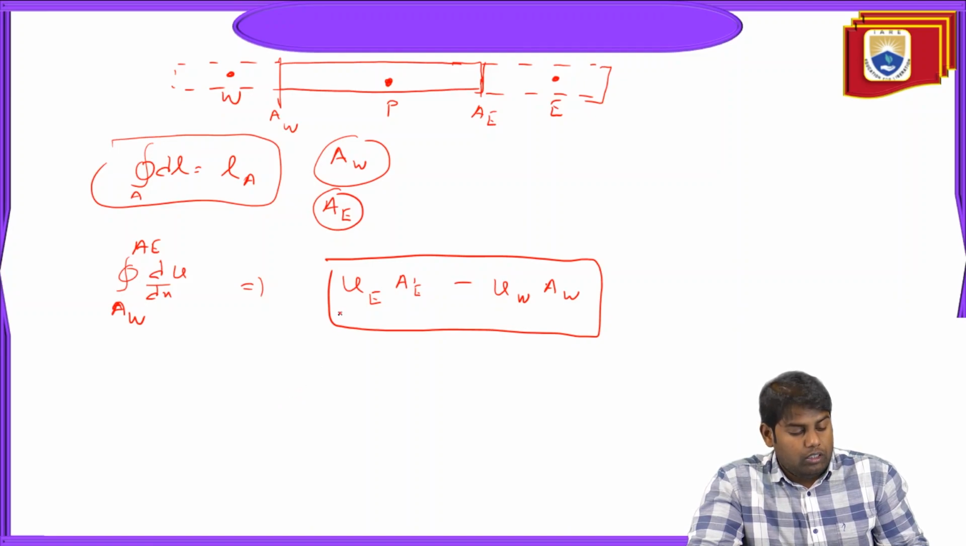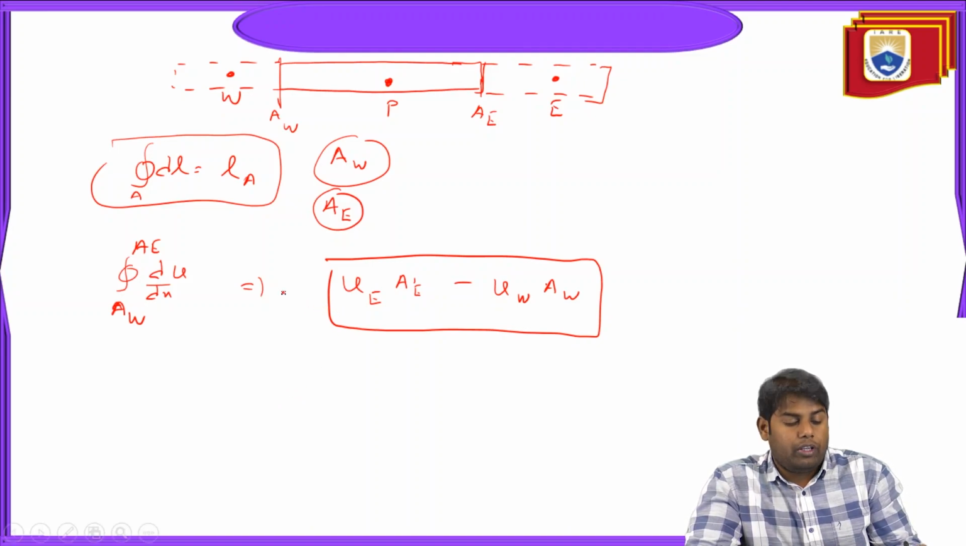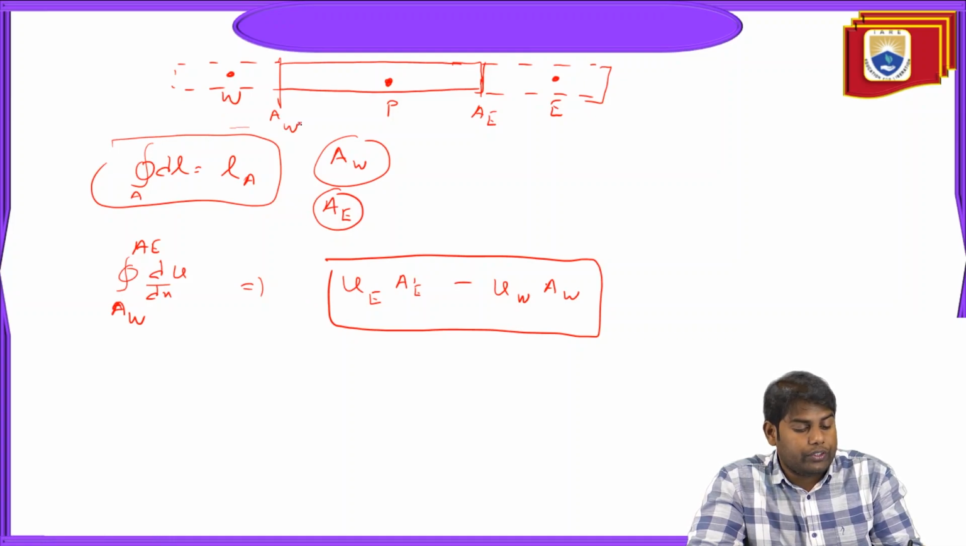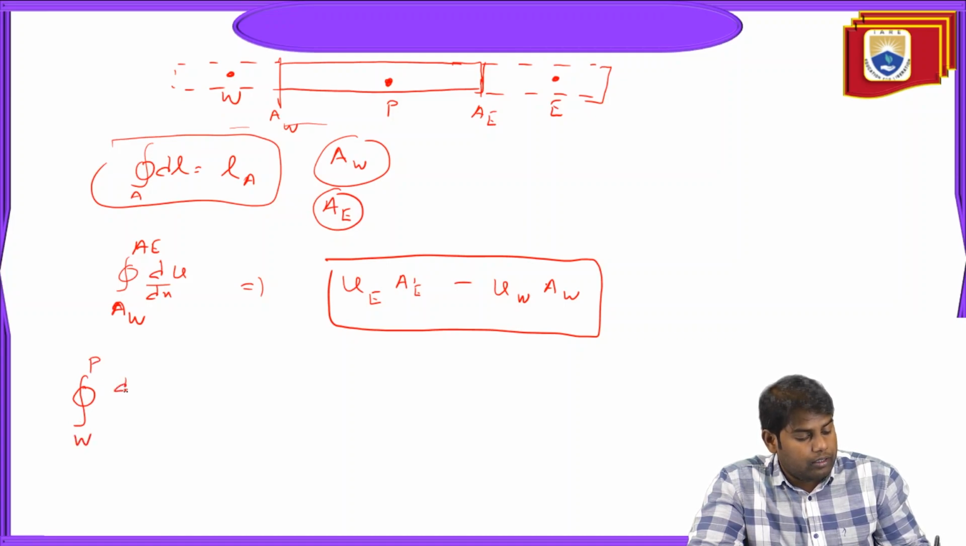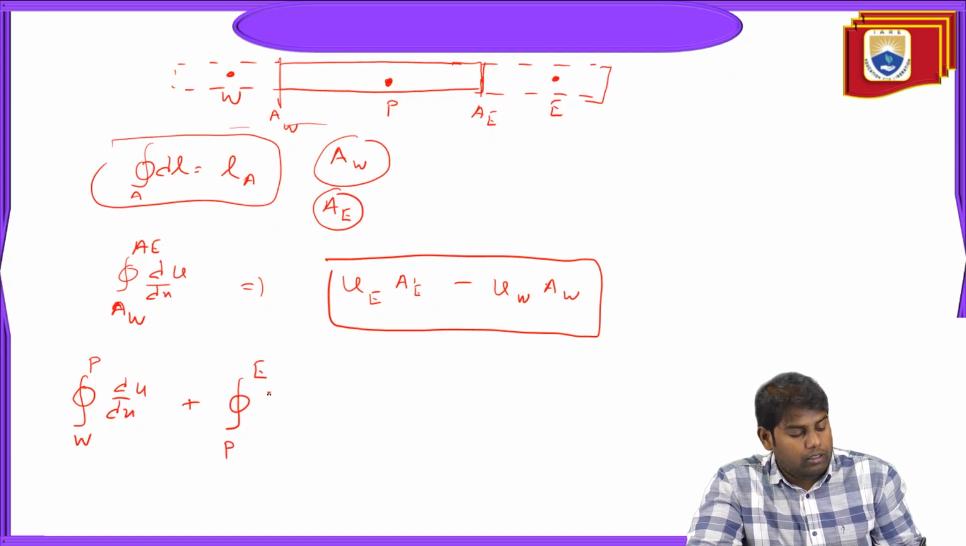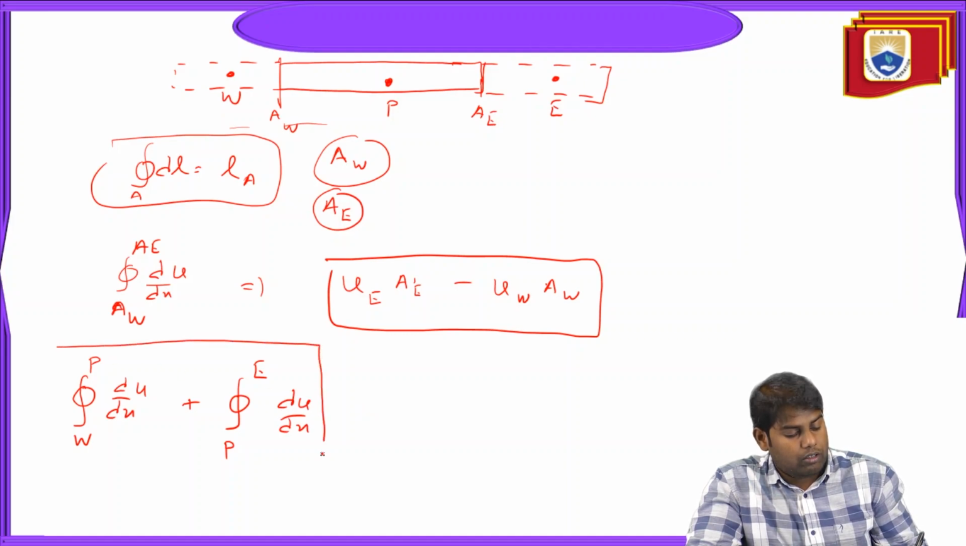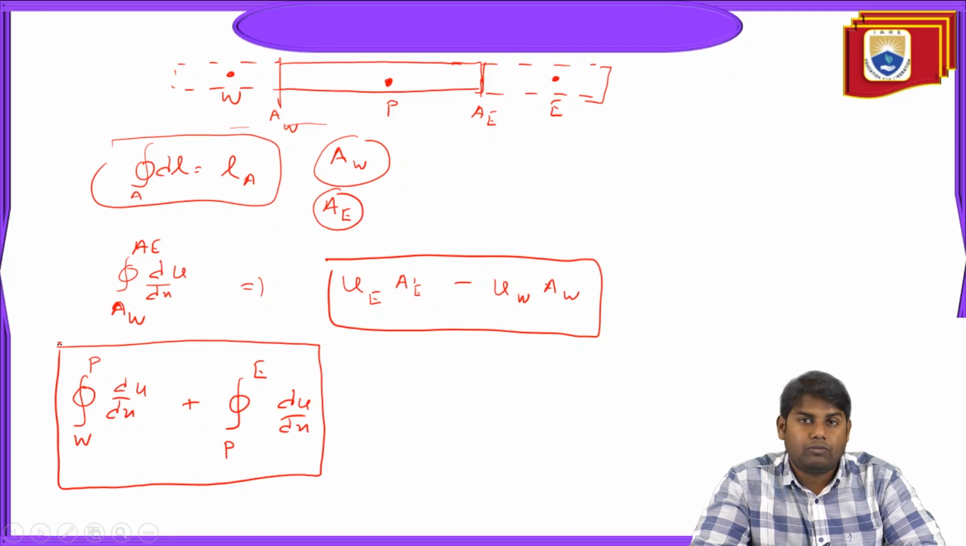Here we are interested in these two things first, to get east and west. But the major thing is we need to see the point of interest P. So we integrate from west to the point of interest P, plus from P to E, of dou u by dou x. This is what we have to do.